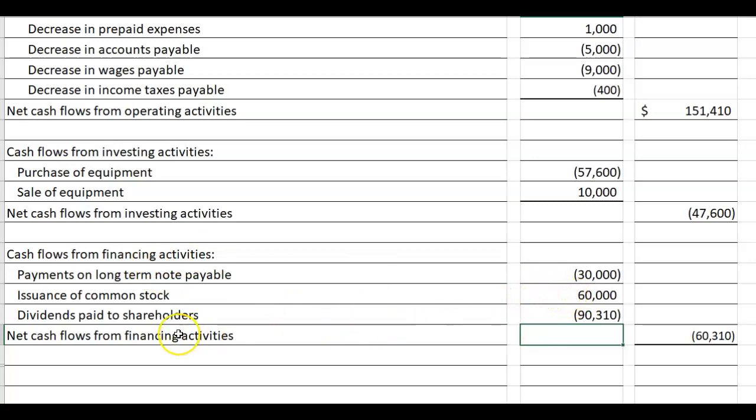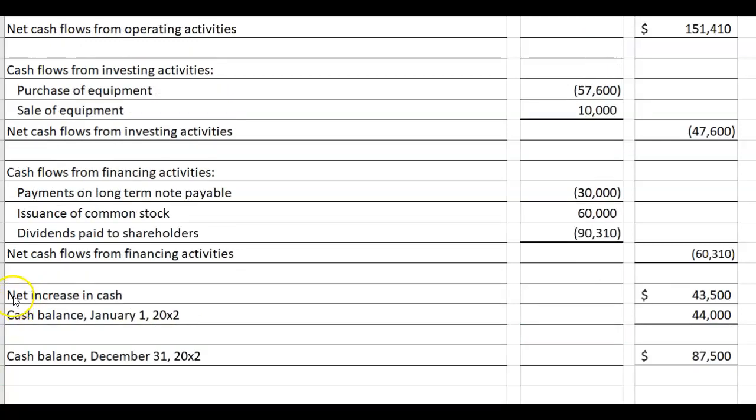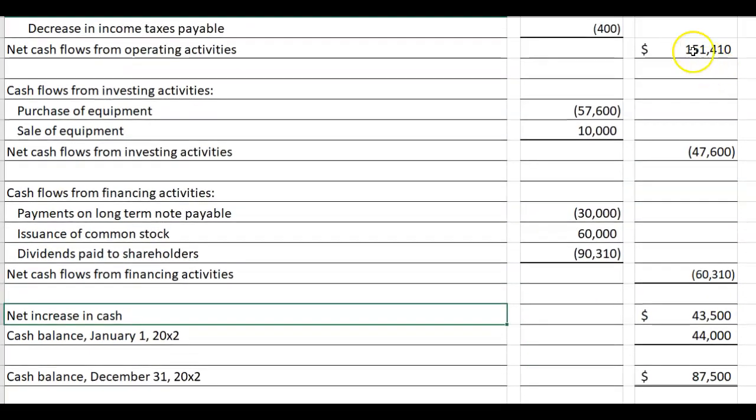Okay, go ahead and finish up the statement of cash flows and then start the video again to check your work. So the next line on a statement of cash flows is net increase or decrease in cash. For Sometimes Inc., there was a net increase in cash because more cash came into the company than was paid out of the company. So plus, minus, minus, it equals a net increase in cash of $43,500.